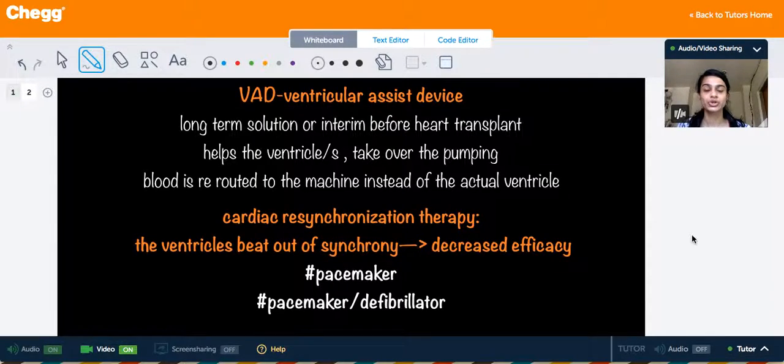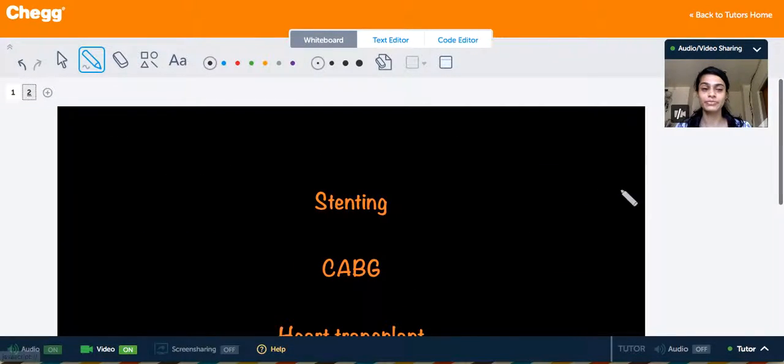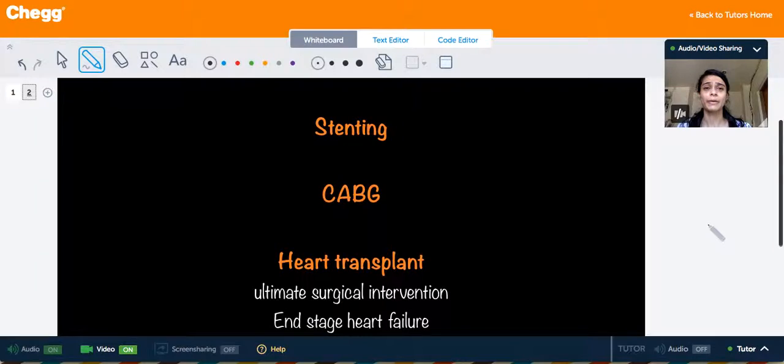In order to control this, we use a pacemaker, which sets the rhythm of the heart, or we use a defibrillator that shocks the heart back into sinus rhythm when the ventricles are not pumping in synchrony with each other. That's one of our other aims of heart failure treatment, and cardiac resynchronization therapy can help with that.